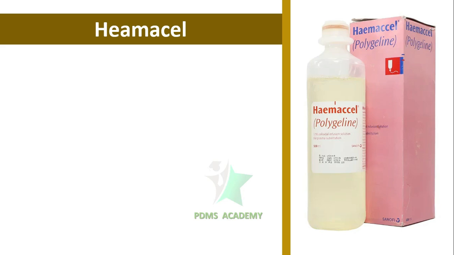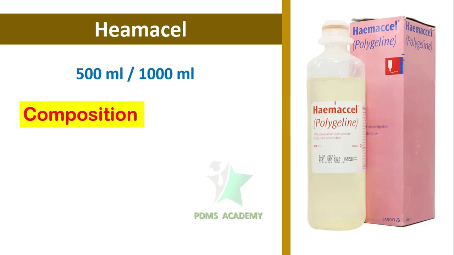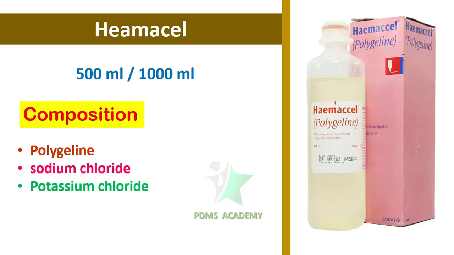Next IV fluid is Hemasil. Hemasil comes in 500 ml or 1000 ml concentration. Composition of Hemasil, it consists of polygeline, sodium chloride, potassium chloride.